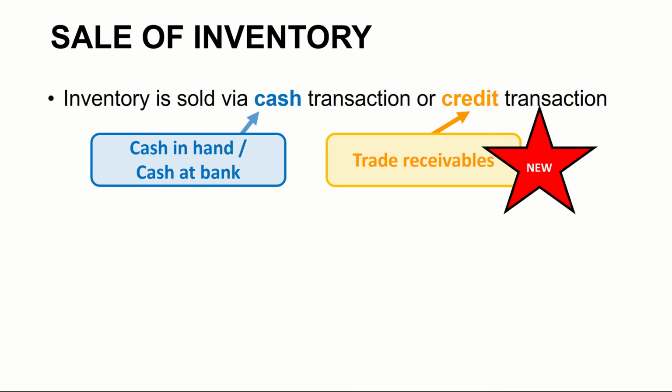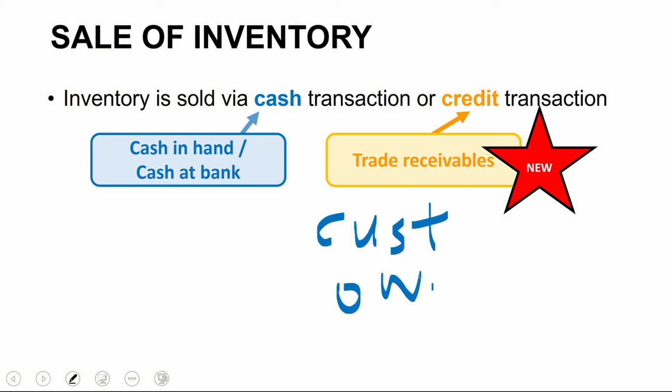When we talk about a credit transaction, we must think of the account trade receivables. Why trade receivables? Trade receivables are what your customer owes you. So let's remember, when there is a credit transaction, the account affected is trade receivables, and trade receivables are what your customer owes you.